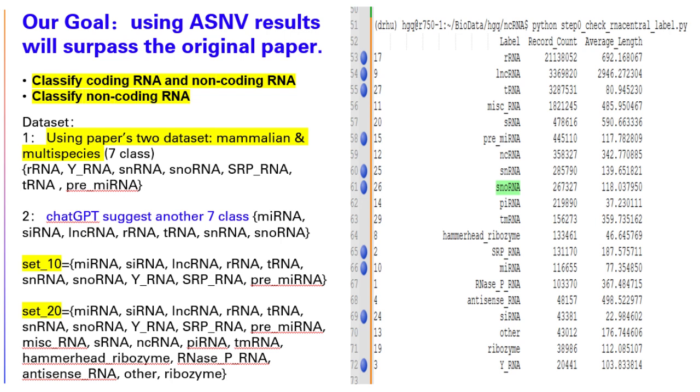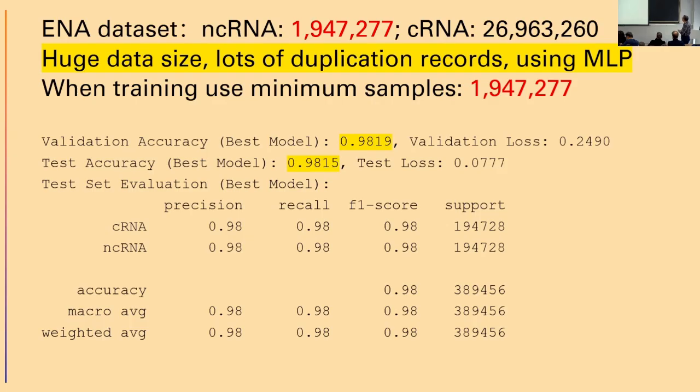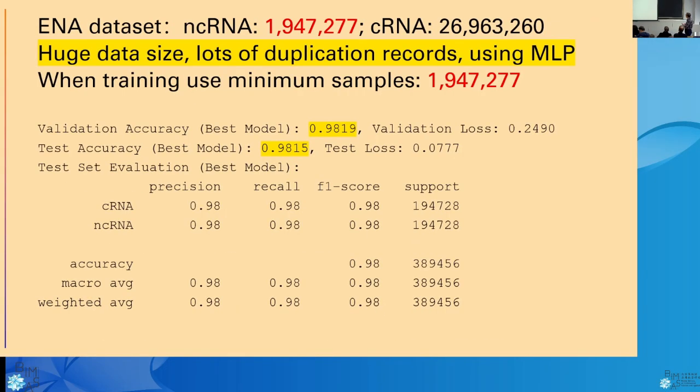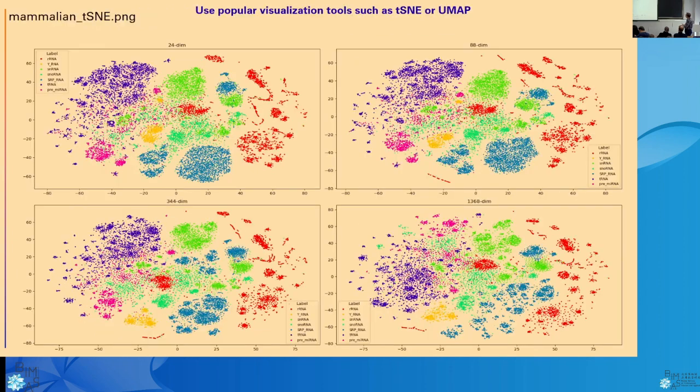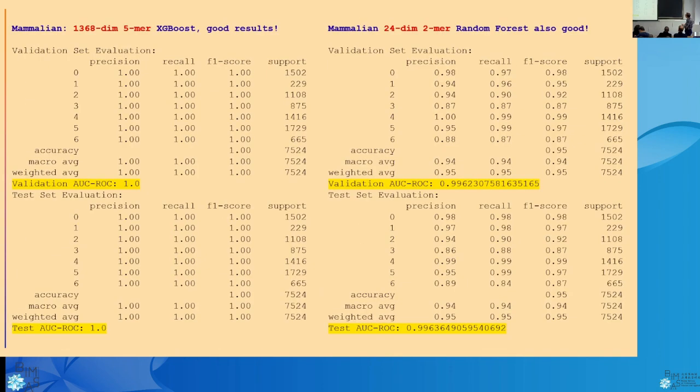Now we try to classify all those ones, to see if we can get a very high accuracy or not. Now that's our result: coding versus non-coding. We have this accuracy, this one. But back to this one, let's see our result first.